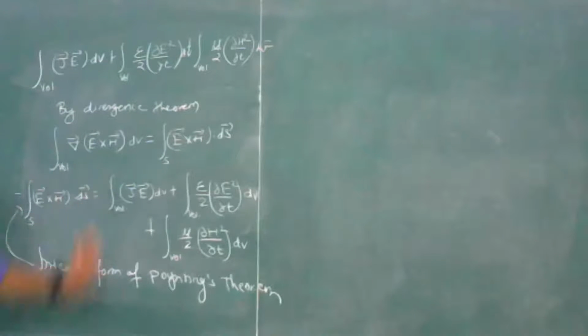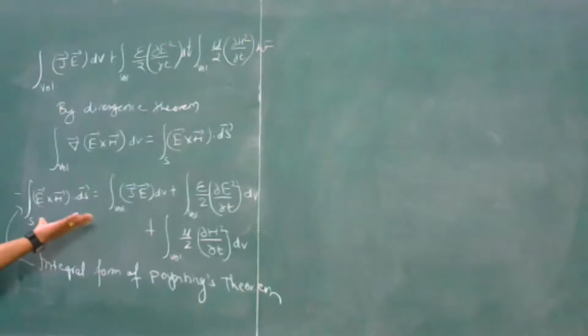This is Poynting's theorem. So this is the power flow coming out of a small surface.